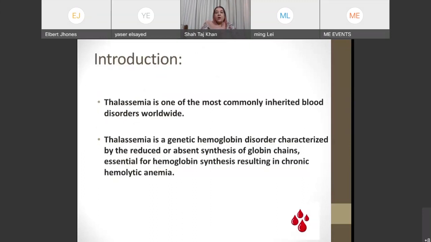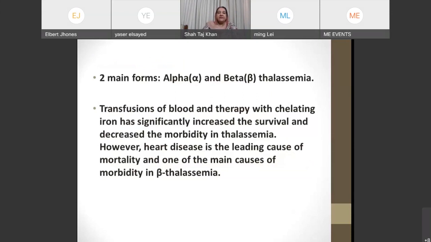Thalassemia is one of the most commonly inherited blood disorders worldwide, not just in Pakistan. In Pakistan, we see around 5 to 7% of the population having this gene known as thalassemia trait. And when two traits marry, there is a 25% chance of producing a thalassemia major patient. So you can very well imagine the amount of burden and how many newborn babies come up with a thalassemia major. There are two types of thalassemias, the alpha and the beta.